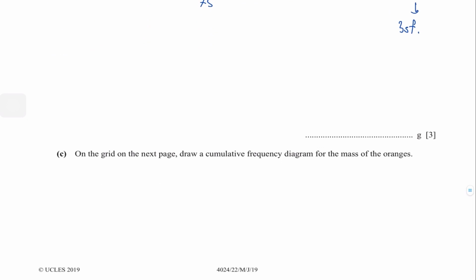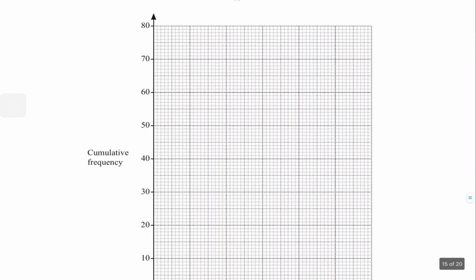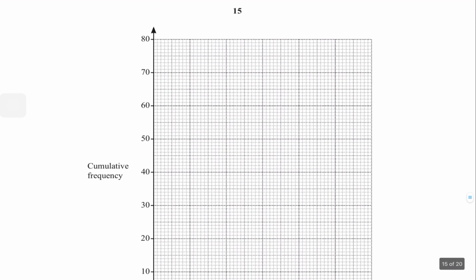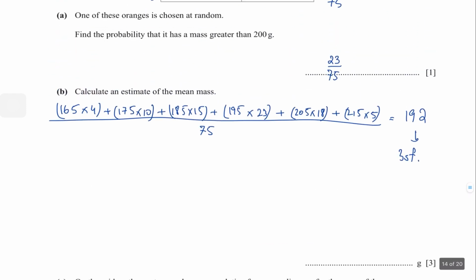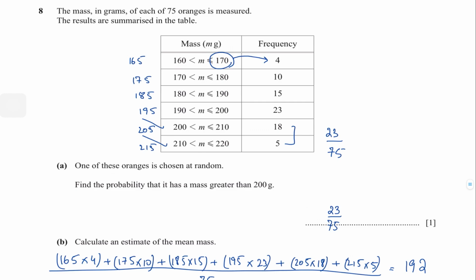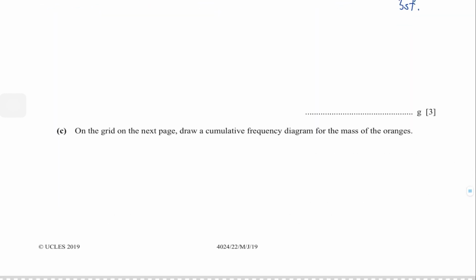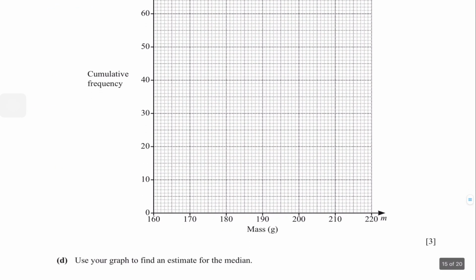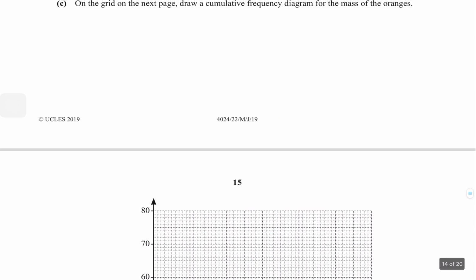Now on the grid on the next page, draw a cumulative frequency diagram for the mass of the oranges. When you have to plot the cumulative frequency diagram, what we have to do is add all the frequencies up. As far as 170 is concerned, the corresponding frequency for 170 is going to be 4. So one point is going to be (170, 4), which is going to be somewhere here.